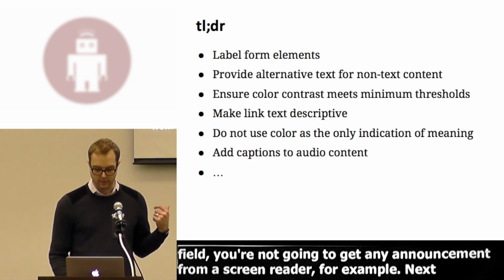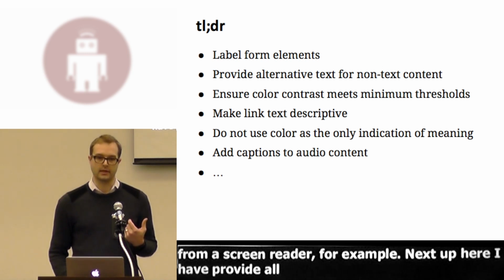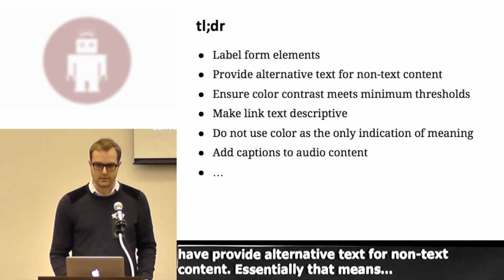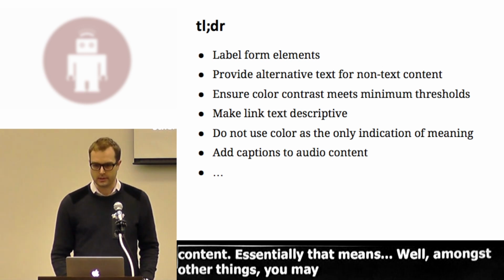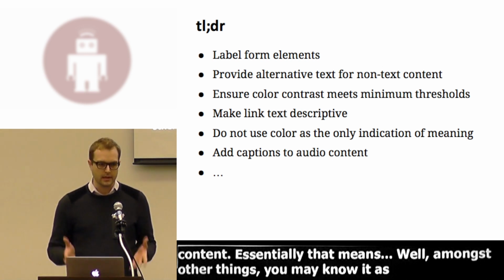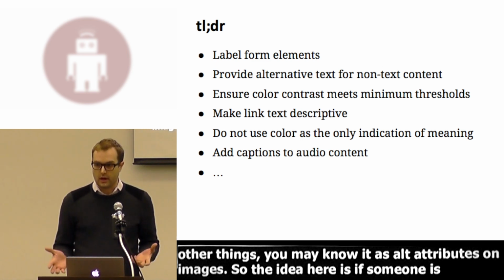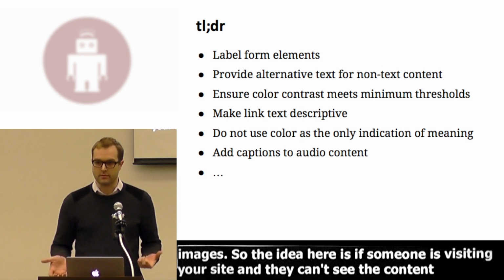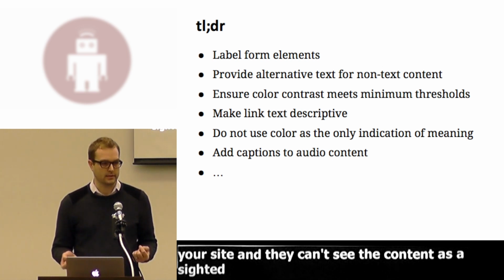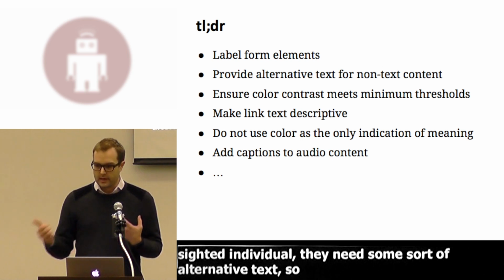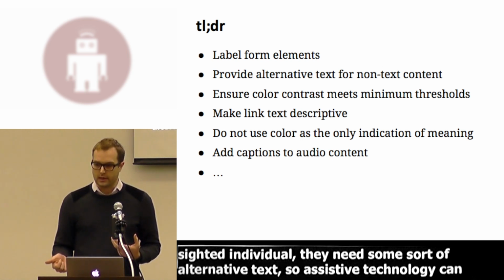Next up here, I have provide alternative text for non-text content. Essentially, that means, amongst other things, you may know it as alt attributes on images. So the idea here is if someone's visiting your site and they can't see the content as a sighted individual, they need some sort of alternative text so that assistive technology can announce that to them so that they get a full experience of the content.